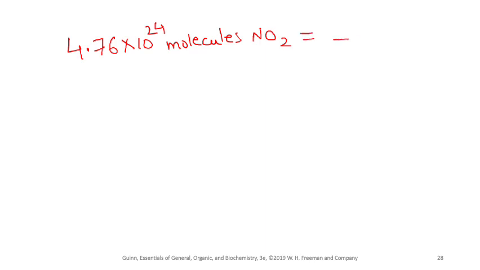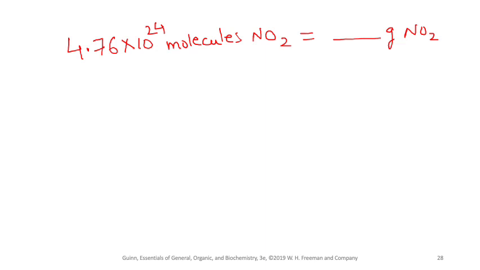So let's try to do one problem as practice. If we have 4.76 × 10^24 molecules of NO2, nitrogen dioxide, how many grams of nitrogen dioxide do we have if I have this number of molecules of nitrogen dioxide? And then we have to solve for how many grams.